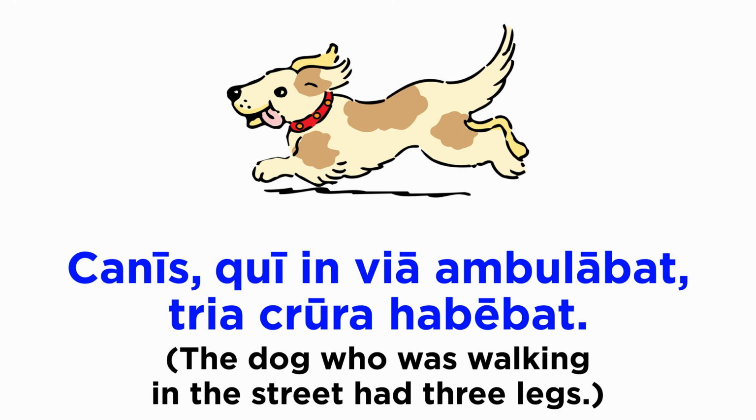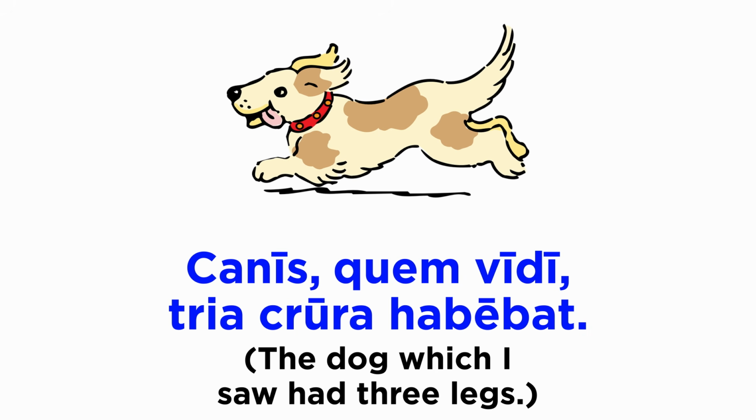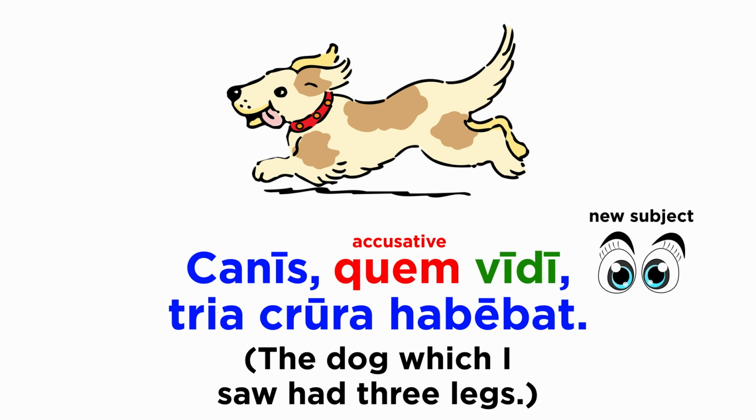Canis, qui in via ambulabat, tria crura abebat. Here, the relative pronoun is nominative because it maintains the function of subject even in the relative. Canis quem vidi, tria crura abebat. Here, the relative pronoun is in accusative because vidi is introducing a new subject, which is I, and the dog becomes its direct object.